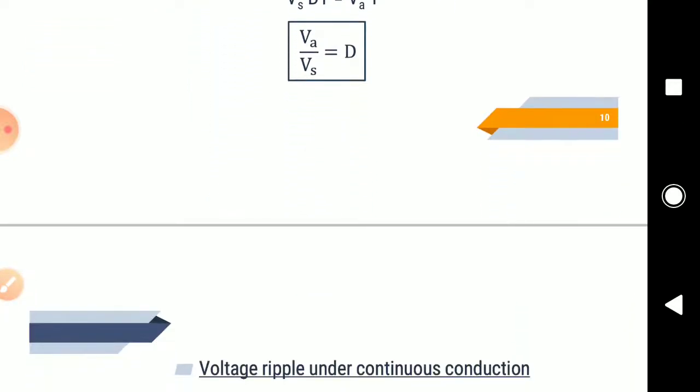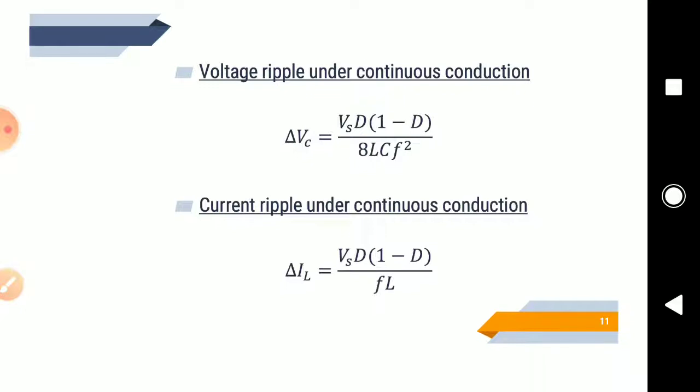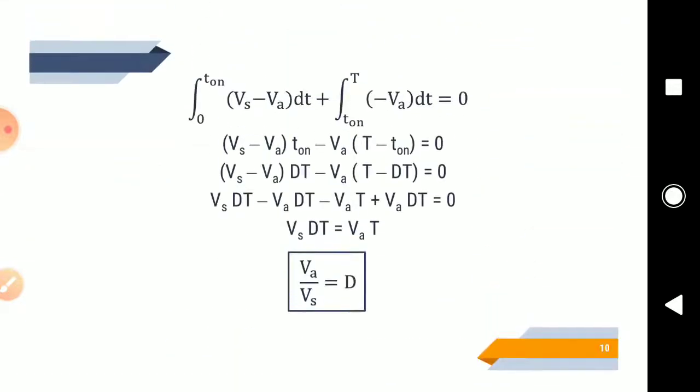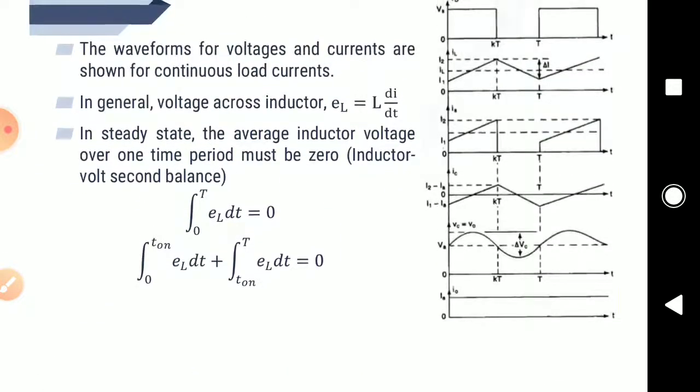Okay, now these are the equations for the voltage ripple under the continuous conduction and the current ripple under the continuous conduction. You can just go through the equations. We do not have to study the derivation of these particular ripple equations. Now, what do you mean by the voltage ripple and the current ripple?